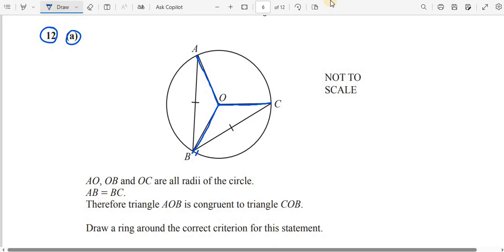Side AB is equal to side BC. This means that this side and this side are equal to each other. Therefore, triangle AOB is congruent to triangle COB. Draw a ring around the correct criterion for this statement.